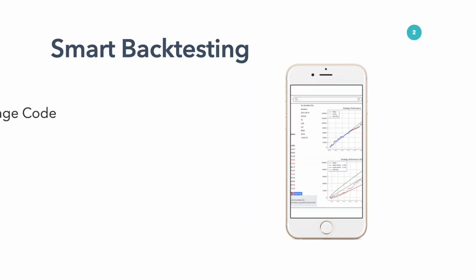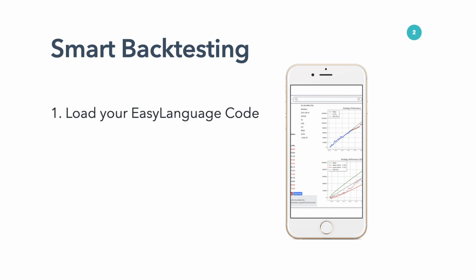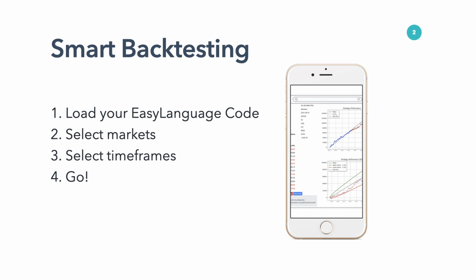It's really quite simple. First, we just load our EasyLanguage code into Tradesq. And then we simply select the markets we're interested in backtesting, and then we select the time frames that we're interested in. Then we just let Tradesq do its thing. Now let's go to TradeStation and Tradesq to see how this works.